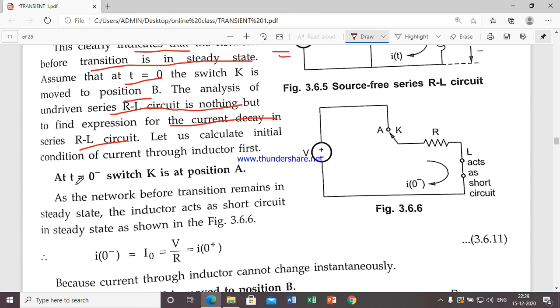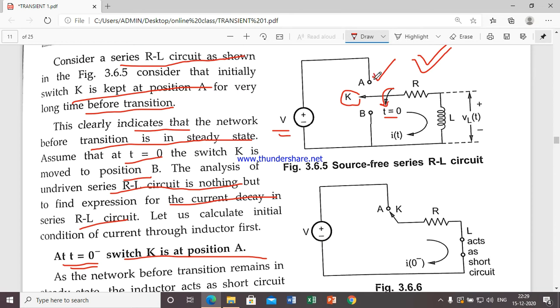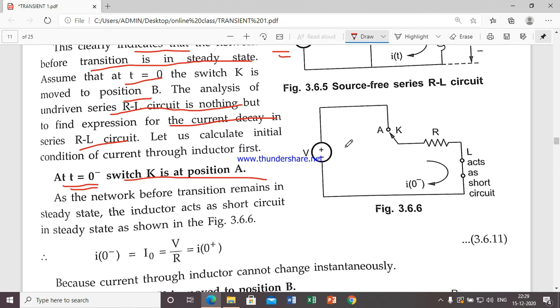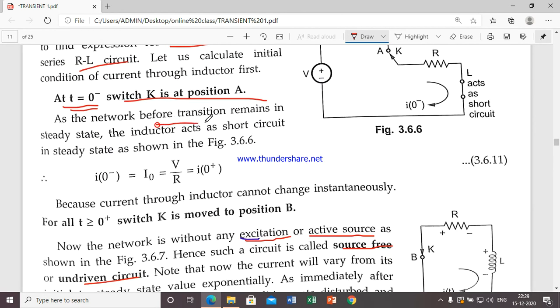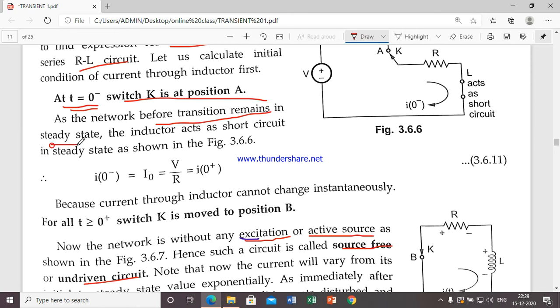So we will see at t equal to 0 minus. t equal to 0 minus means it is the instant where you have not changed the switch position from A to B. At t equal to 0 minus, switch K is at position A. Initially switch K is at position A. As the network before the transition remains in steady state, the inductor acts as a short circuit.